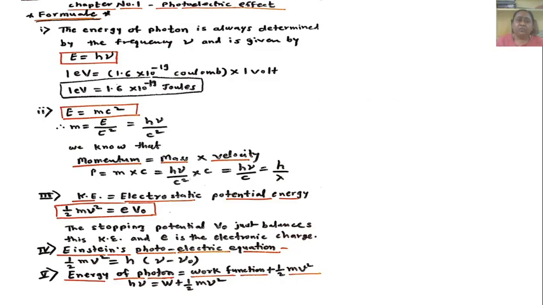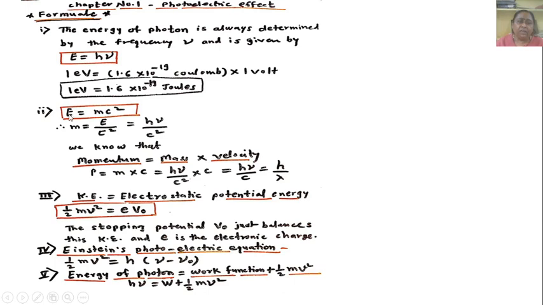See, first formula: the energy of a photon is always determined by the frequency nu and is given by E equal to h nu, where h is the Planck constant. Here we also know that 1 electron volt equals 1.6 into 10 raised to minus 19 coulomb into 1 volt, that is 1 electron volt equals 1.6 into 10 raised to minus 19 joules.